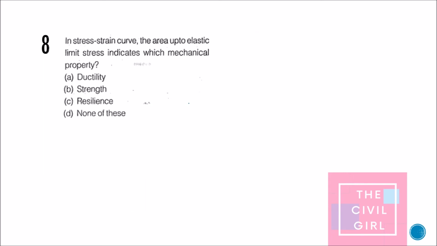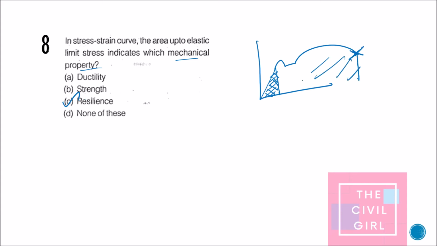Next question. In a stress strain curve, the area up to the elastic limit indicates the mechanical property of what? So this is my stress strain curve again. We already know that the area up to the elastic limit signifies what? It signifies resilience. If it had been till the fracture limit, then this would have signified toughness. We have seen this already in the previous videos.